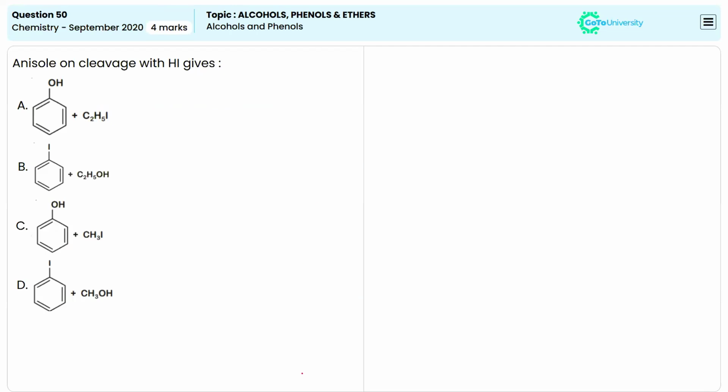In the next question, it is given that anisole on cleavage with hydrogen iodide gives which of the following product? First, let us consider the anisole. Anisole means we have a benzene ring that is connected to the OCH3 group. This is anisole, right? So they are reacting with hydrogen iodide.